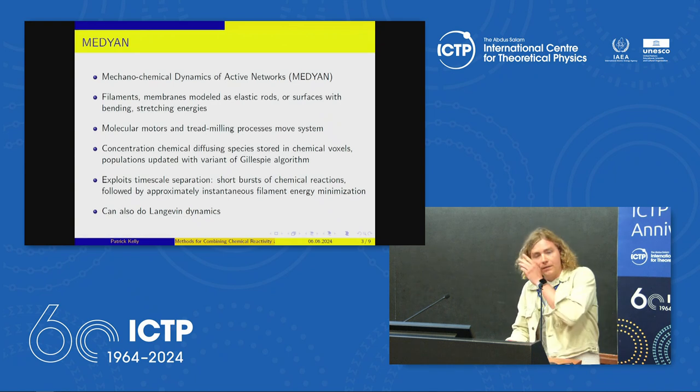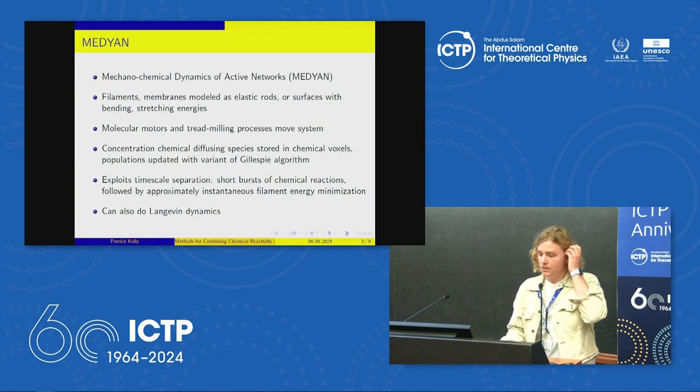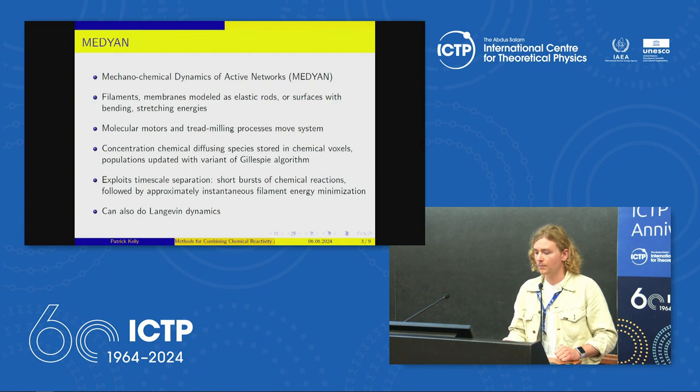Our group has been working on this multi-scale simulation platform called MEDYAN. It stands for Mechanochemical Dynamics of Active Networks. Filaments and membranes are modeled as either elastic rods or surfaces with bending and stretching energies. Molecular motors and treadmilling processes move the system stochastically. And concentrations of chemical diffusing species are stored in chemical voxels, and populations of chemical species are updated with a variant of the Gillespie algorithm. We exploit timescale separation. Short bursts of chemical reactions are followed by approximately instantaneous filament energy minimization. And as Nathan talked about yesterday, we're expanding to add Langevin dynamics to it.